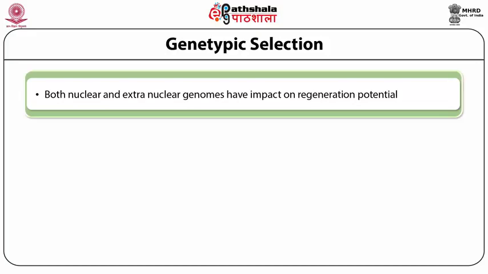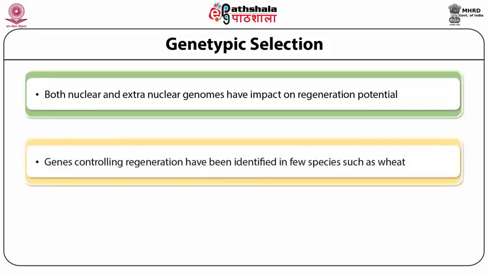Now, it has also been observed that few genotypes respond and not others, or few varieties respond and not others. So there are genes which control regeneration. They have been identified in a few species such as wheat. This is extremely important because in years to come, when we want to bring out improvement, the first step can be that you cross species or varieties which have good regeneration potential with the ones which don't have good regeneration potential.